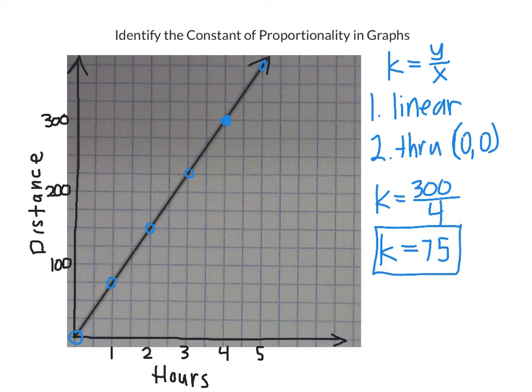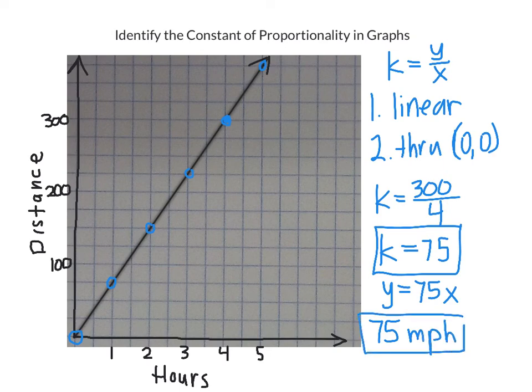Now it doesn't ask me to write an equation, but just by my nature, I got to write the equation. So y, which is the distance, equals 75x, which means 75 times the number of hours. Now sometimes that helps me understand because I do need to interpret the constant of proportionality. And what this constant of proportionality means is that the driver, or the car, or the family, whatever it is, is traveling at 75 miles per hour.